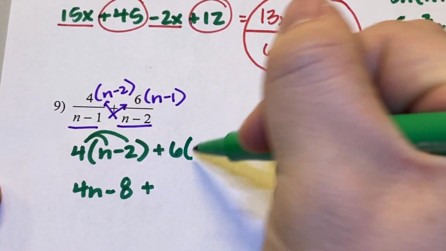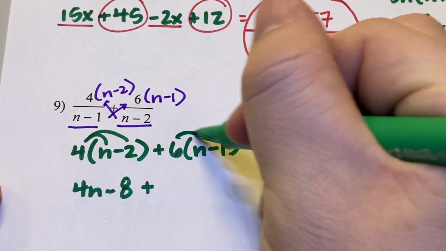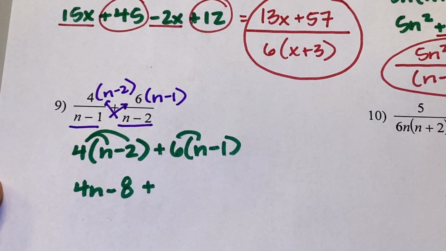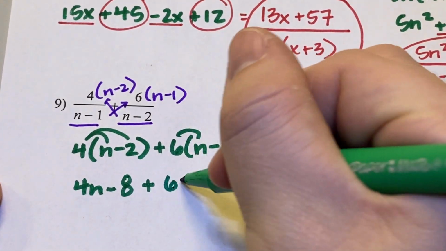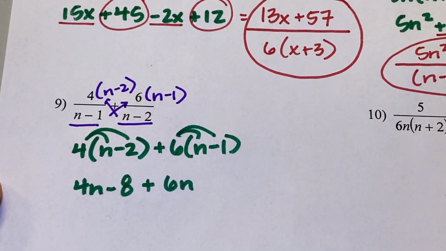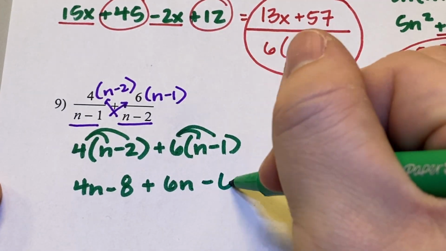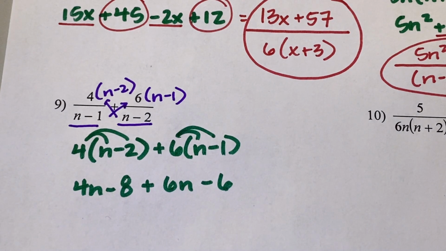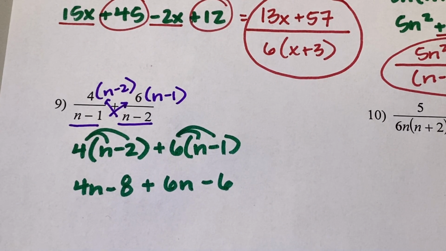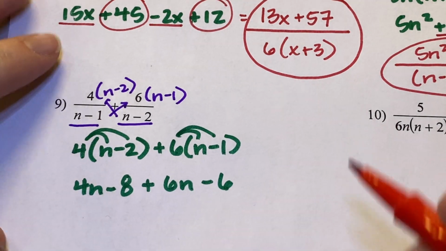Okay, next little piece, we're adding, so no worries about signs changing here. Plus 6 times n minus 1. Well, what's 6 times n? 6n. 6 times negative 1? Negative 6. Alrighty. 4n and 6n go together, and negative 8 and negative 6. Love it. Combine like terms.